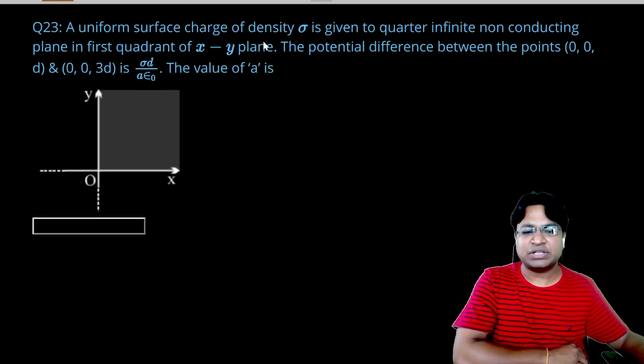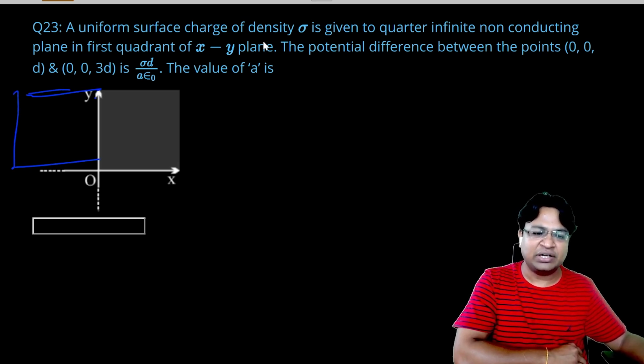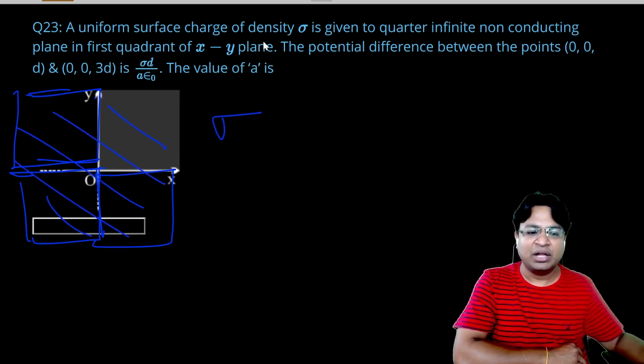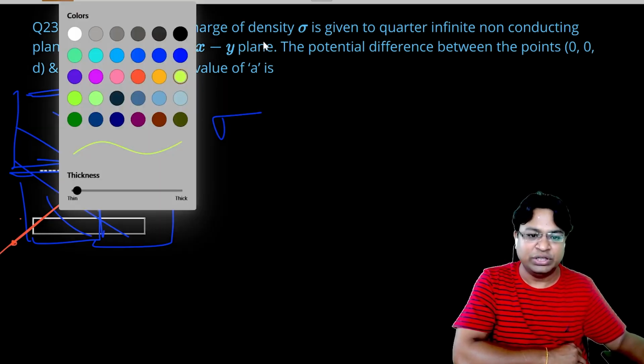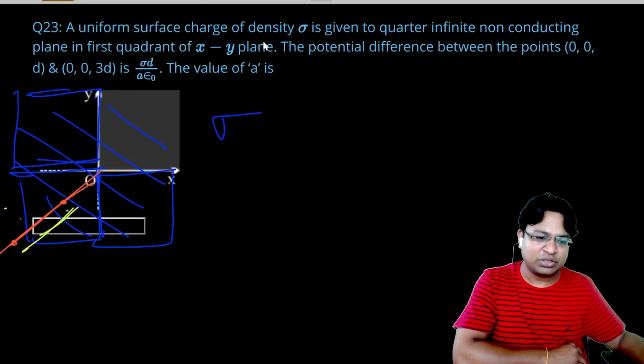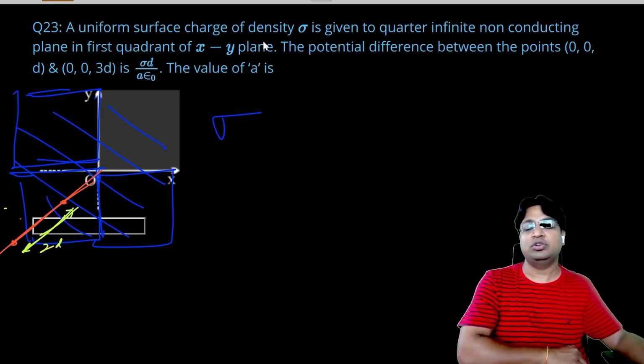It says the uniform surface charge density sigma is given to the 1/4 of an infinite non-conducting plane in the first quadrant. So guys, if we have another identical sheet here and here and here, that would make it a complete sheet of density sigma. And now the z-axis would look like this. And we have a point here, we have a point here. The distance between these two points is 2d, and this distance is there in the uniform electric field.